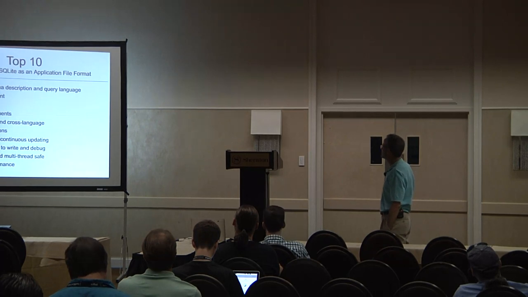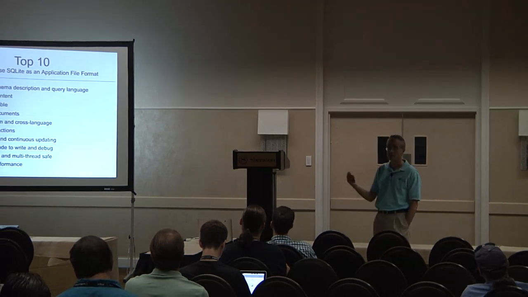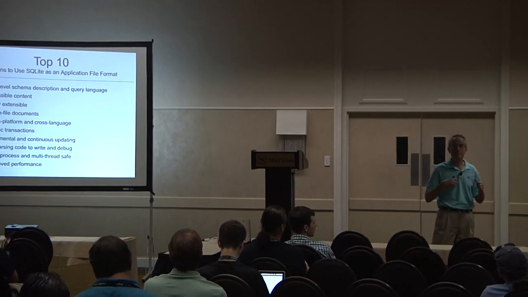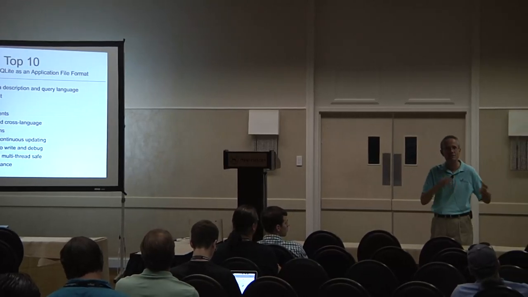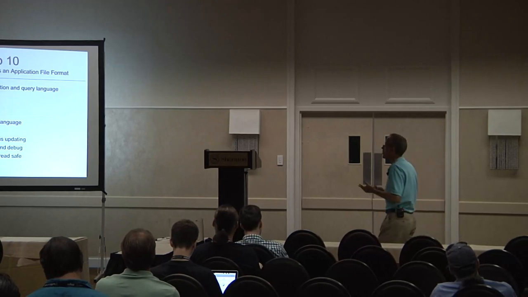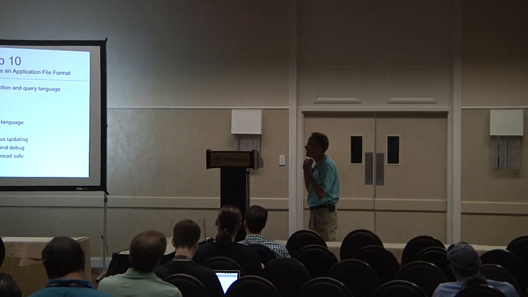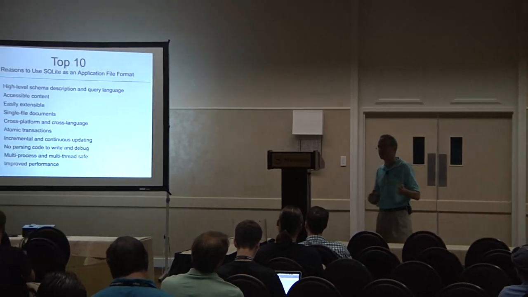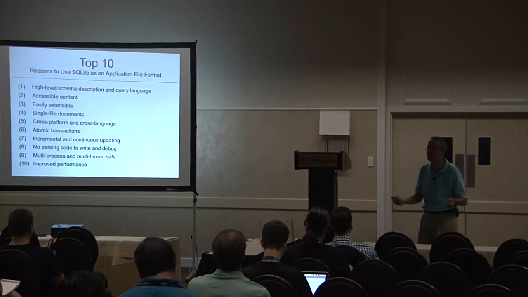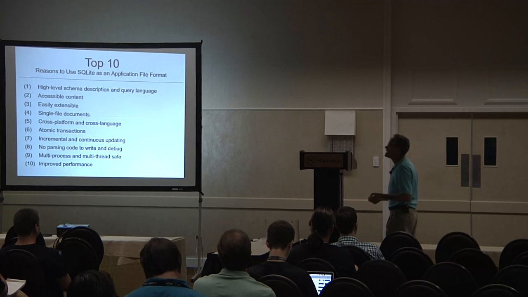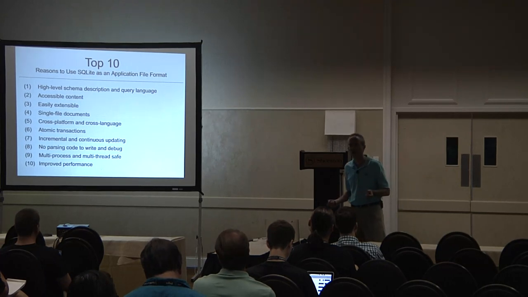Atomic transactions, incremental and continuous updating, same idea. OpenOffice requires you to save this big thing out to disk. It's a write operation, it takes time. Whereas with a database, you can make individual changes as they occur, and they're guaranteed to be atomic. If you lose power in the middle of writing, you're not going to corrupt the file. It'll automatically recover. There's no recovery process that has to occur.